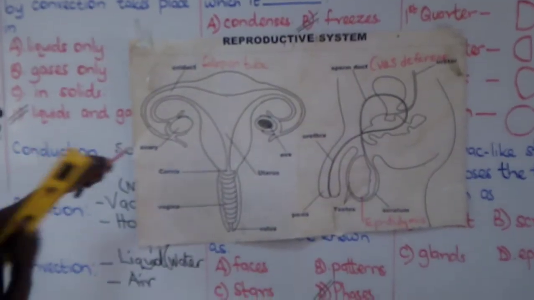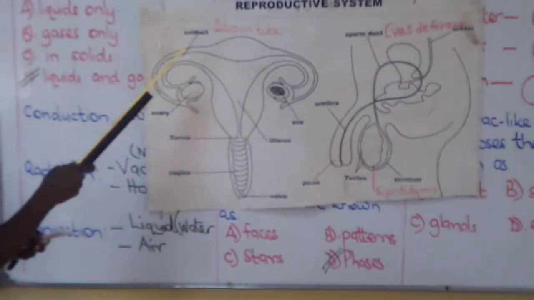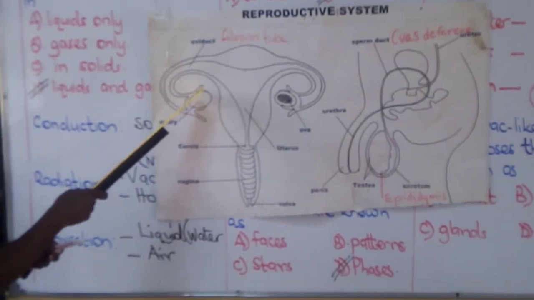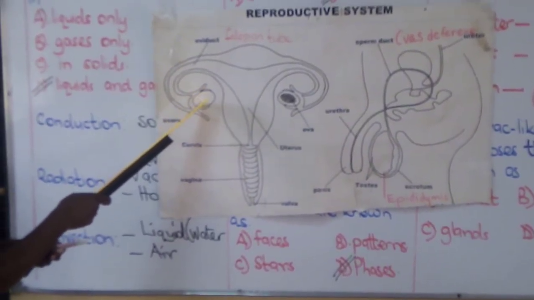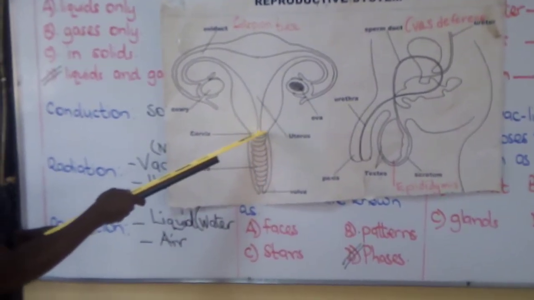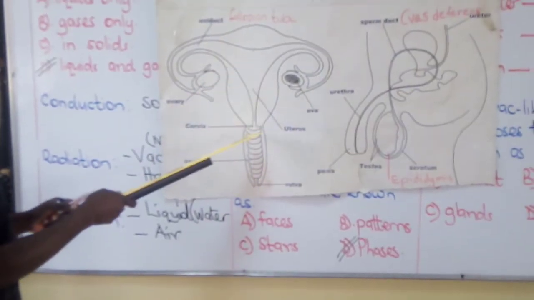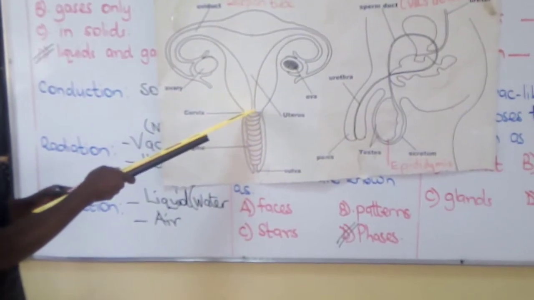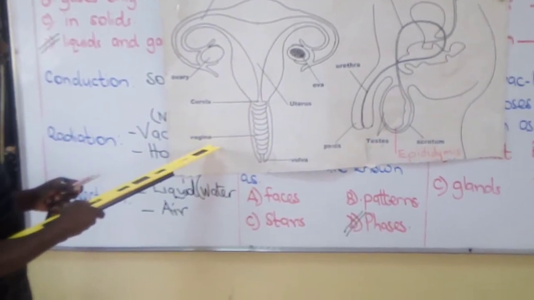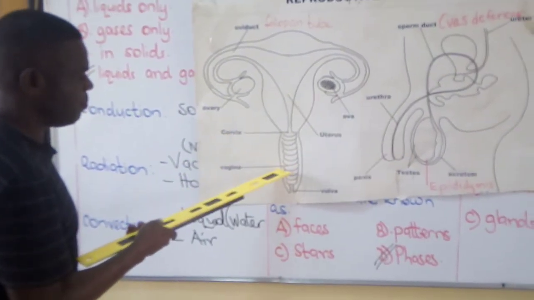Now, this one is called the ovary, a place where ova are produced. The cervix, the gateway to the uterus, is called the cervix. It separates the uterus from the vagina or the birth canal.